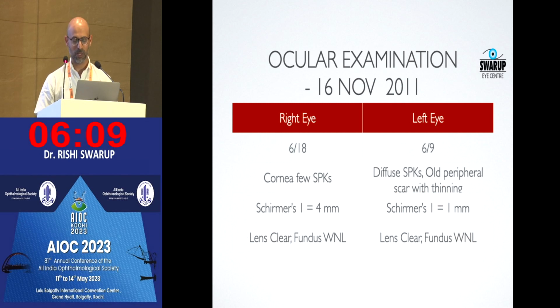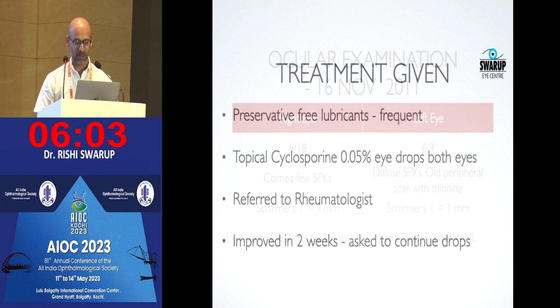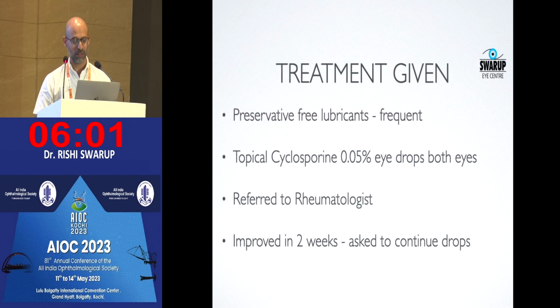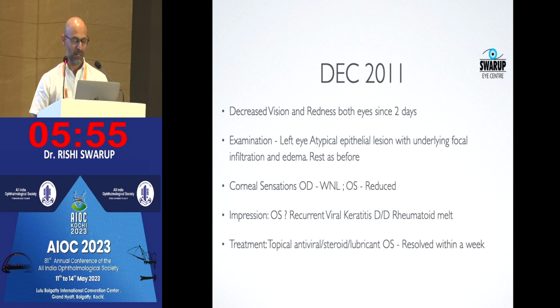She was in treatment with the rheumatologist. So her vision in the right eye was 6/18, left eye 6/9, a lot of SPKs, Schirmer's was low. And then we treated her with preservative-free lubricants, topical cyclosporin, and referred her to the rheumatologist. She improved slowly over time.